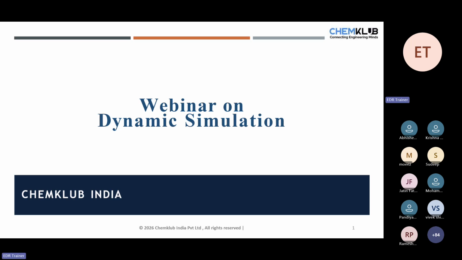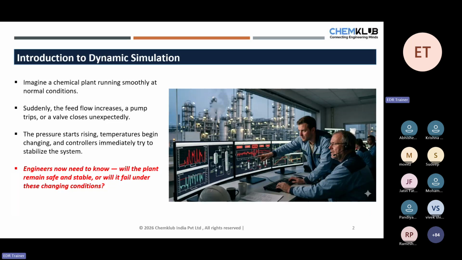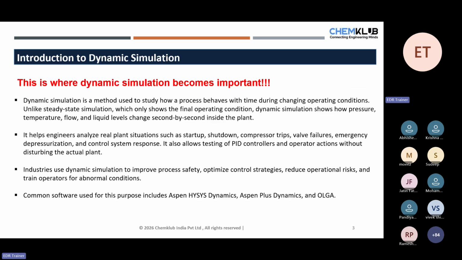One of the things, imagine a chemical plant running smoothly at normal condition. Suddenly the feed flow increases, a pump trips, or a valve closes unexpectedly. So all these are basically the scenarios where you want to see how the plant will respond. That is what we are going to cover.